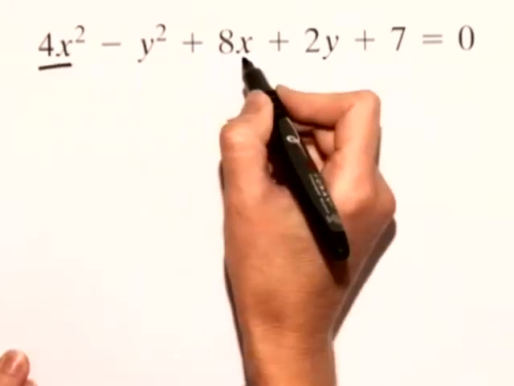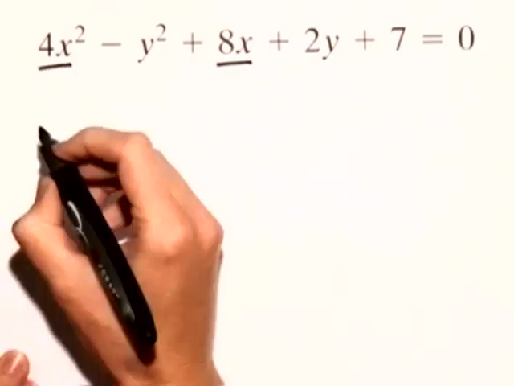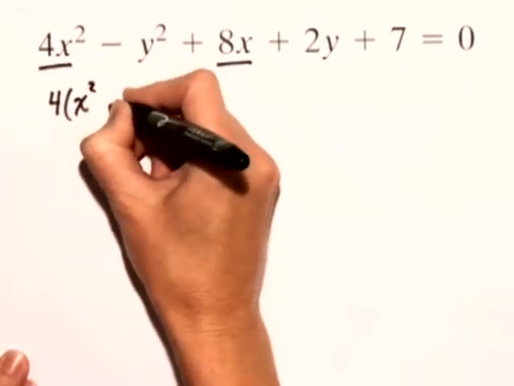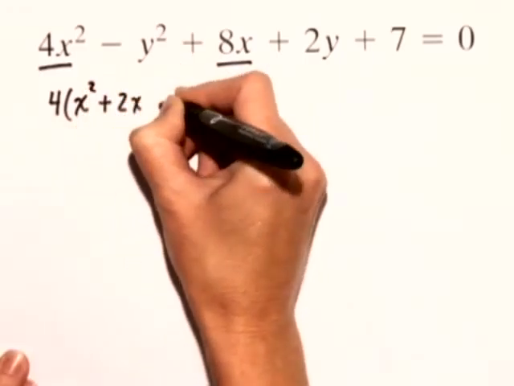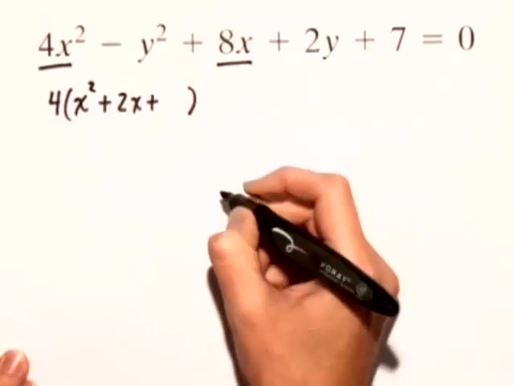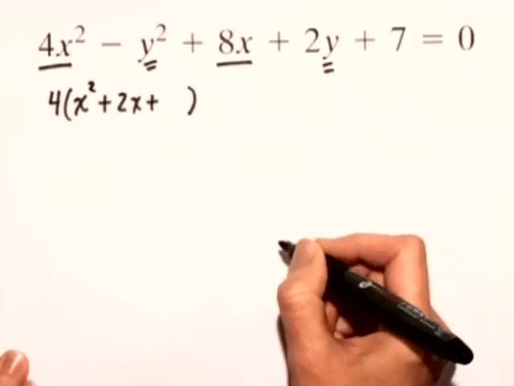So let's collect the x squared and the x term together and factor out a 4 at the same time. So we have 4 times the quantity x squared plus 2x, and we're going to complete the square, so we'll leave some space. And then we have a y squared and a y term.